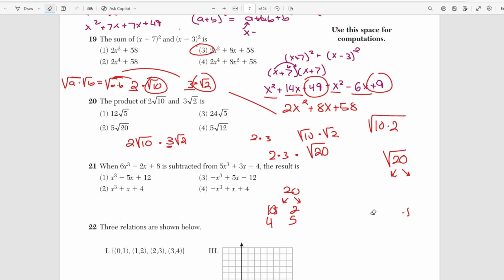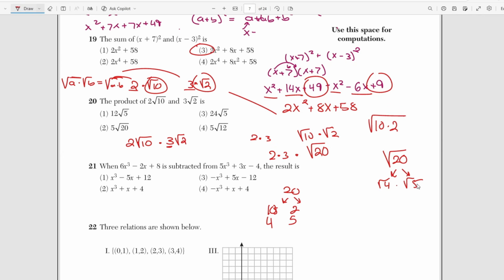Radical 4, isn't that a perfect square? Well, yeah, it is, right? If I have radical 4 times radical 5, I'm not going to combine them under a radical sign and do 4 times 5. No, I'm going to simplify it. The square root of 4 is 2. So now I'm just left with 2 radical 5, okay?